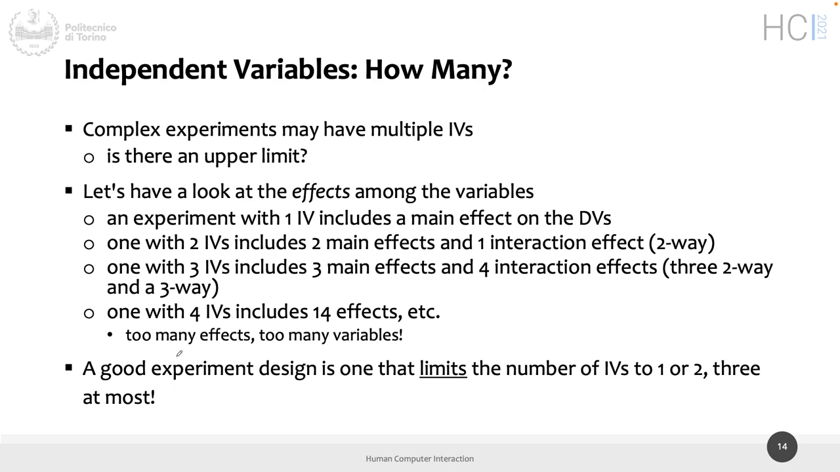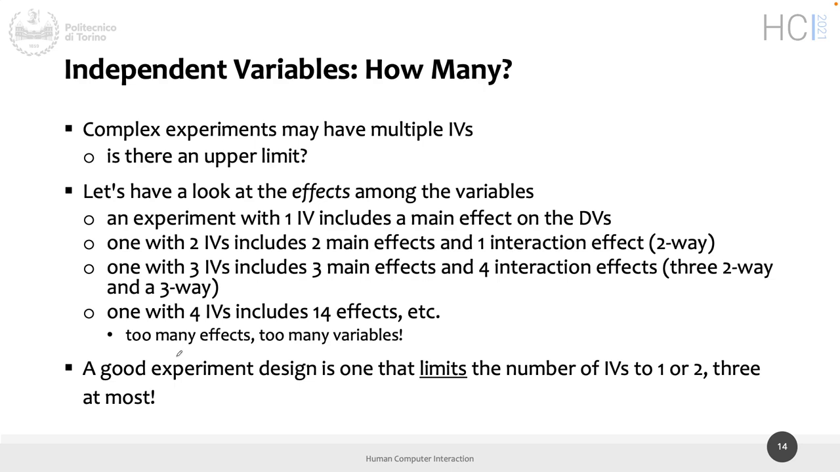Look at what happens with three independent variables. You still have three main effects on the dependent variable, one for each, the contribution, let's say, of each independent variable on the dependent variable, separately. But then you also have four interaction effects, so how one impacts the other. And we have four because it's computed in three two-way interaction effects and one three-way. So independent variable one with two, the second with the third, and the first with the third. And these are the three two-way. And now you have an interaction effect that puts together the first with the second with the third. So you have seven effects to consider when reasoning about your results.